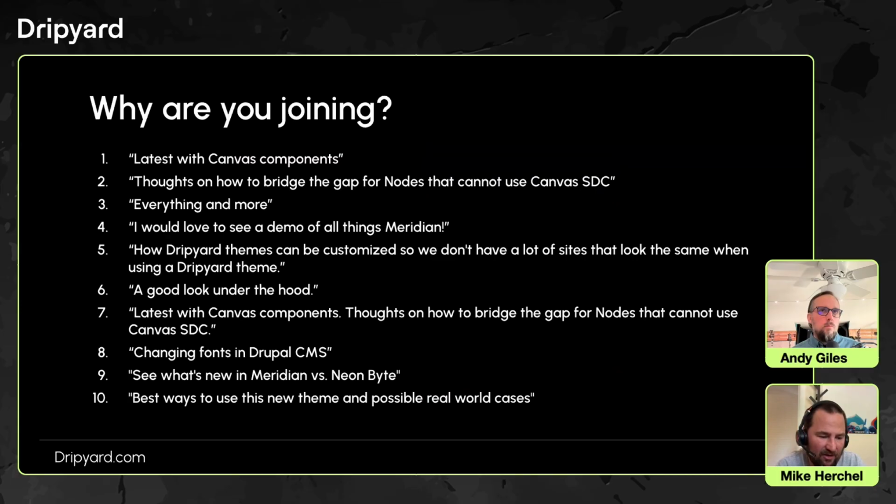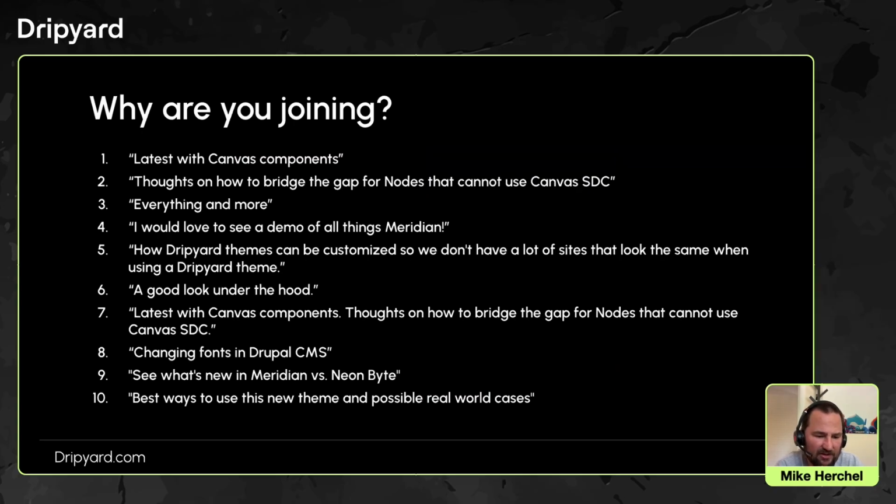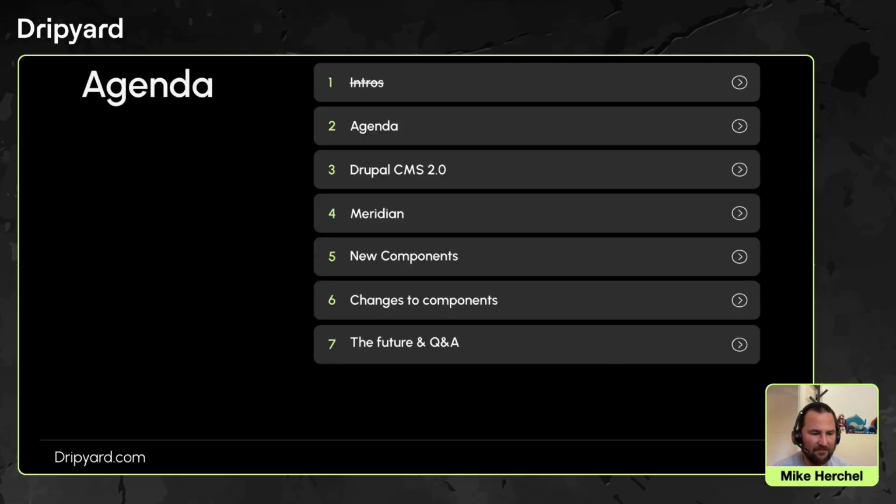One of the things that I really like is: what's different between Meridian and Neon Byte, which is one of our first themes, and how can DripYard themes be customized so they don't look the same? I don't know if you ever see Olivero. It's so easy to be picked out, but I think DripYard themes are a lot more versatile.